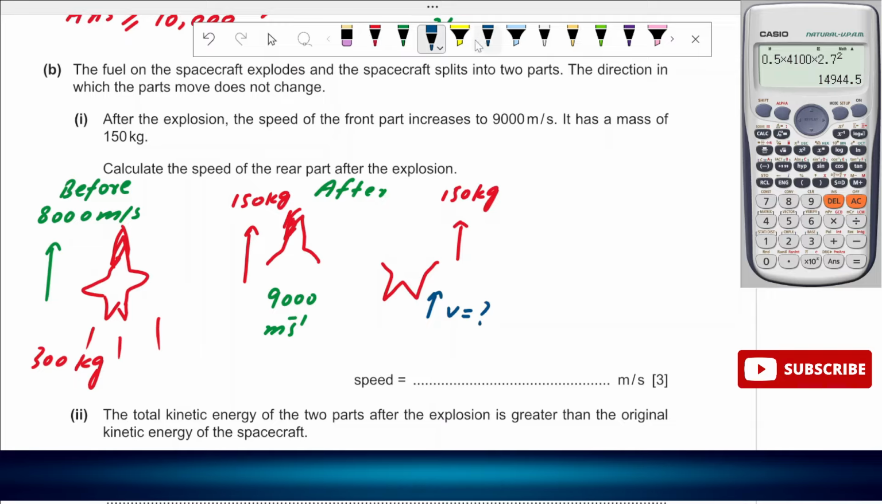So once again, we use the standard equation, which is the law of conservation of momentum, m1u1 plus m2u2 equals m1v1 plus m2v2. On the left side, what do we have on the left side, by the way? On the left side, we have the momentum before the collision, in this case, before the explosion. And on the right side, we have the momentum after the explosion.